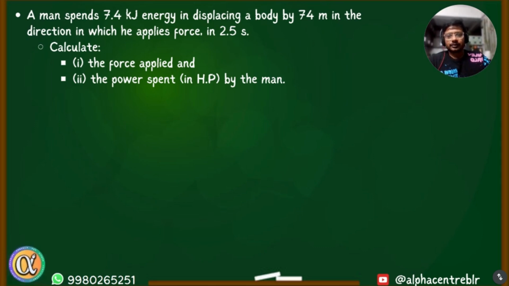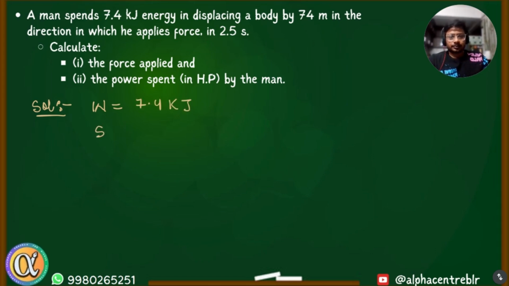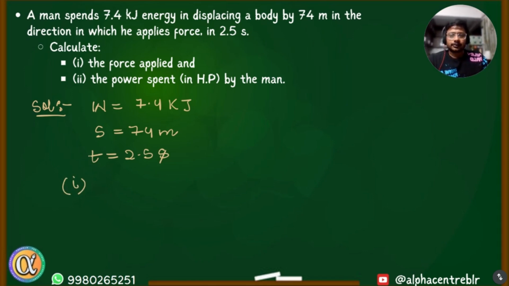So first I have to write down all the things given to us. Work done is 7.4 kilojoules. S is equal to 74 m, and T is equal to 2.5 s. Then first we have to find the force. W is equal to F into S. Force is equal to work done upon distance. So force will be equal to 7.4 into 10 to the power 3 upon 74.